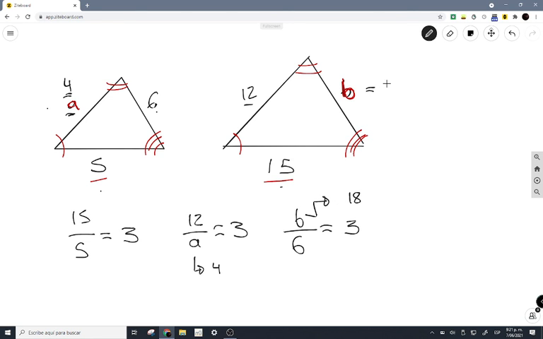So B is 18, and now we have already found the values of these missing sides.